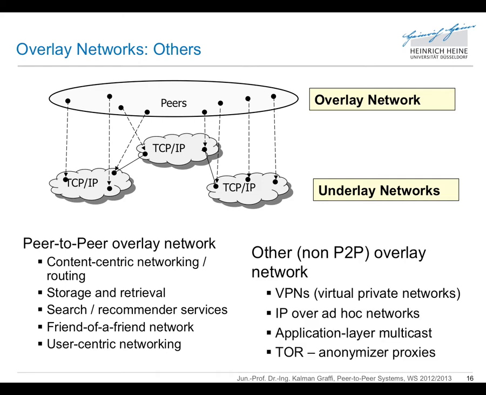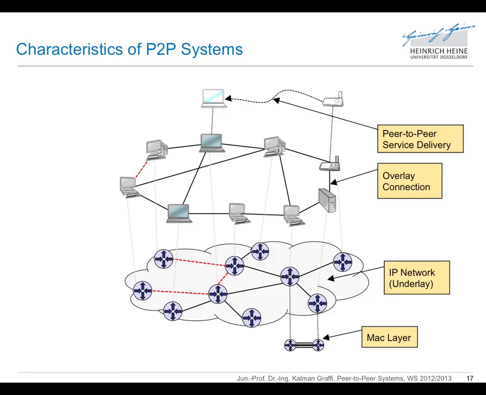Other non-peer-to-peer overlays are private networks, IP over ad hoc networks, or Tor, like I said. Also application layer multicast for streaming. Okay, now we know what overlays are, but we don't know what peer-to-peer is, because peer-to-peer comes with its own characteristics that make it a different problem case than, for example, grid computing or mobile ad hoc networks. So one needs to know what the explicit characteristics are.